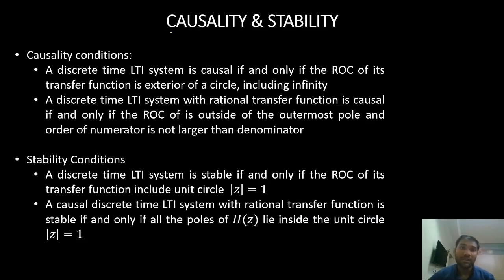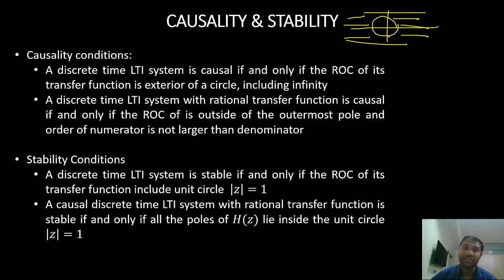And then causality. What is causality in z transforms? Causality conditions. A discrete time LTI system is causal if and only if the ROC of the transfer function is exterior of a circle, including infinity, right? For a causal signal, that means right-sided signal. The ROC must be exterior of any circle, including infinity. So this is the condition for causality.